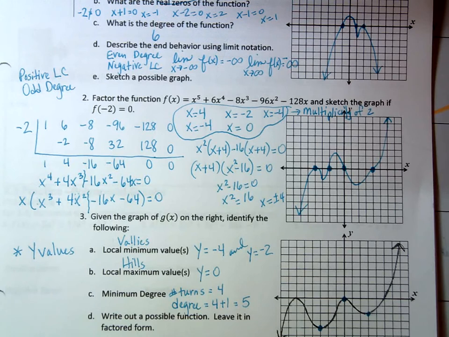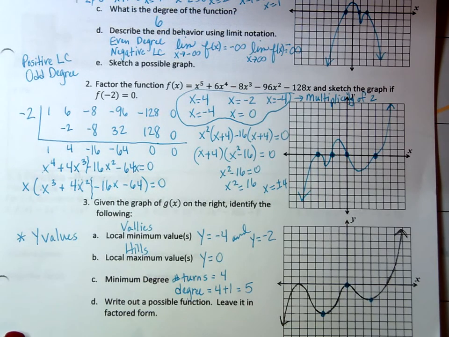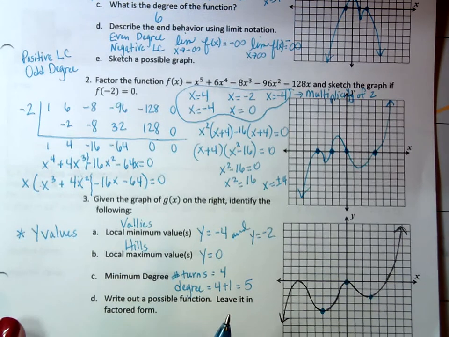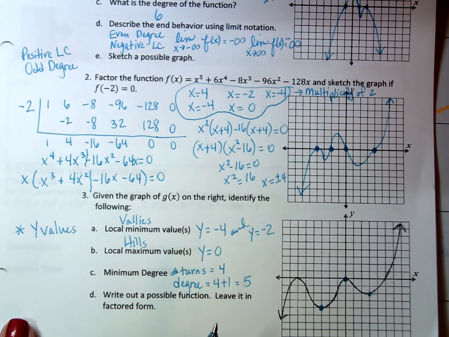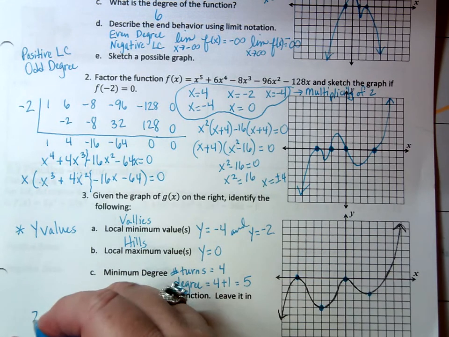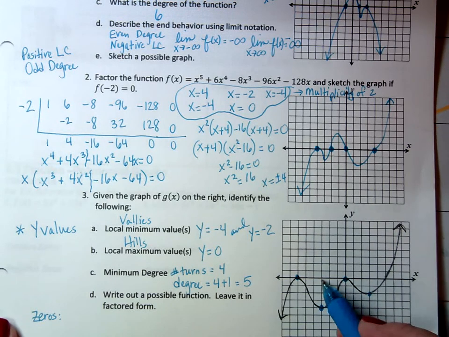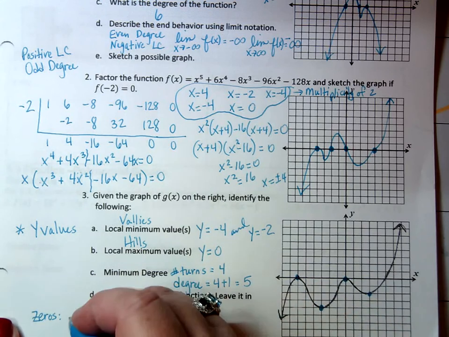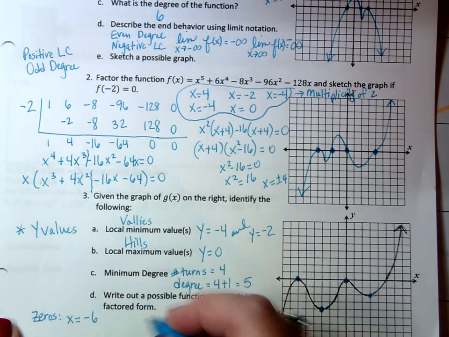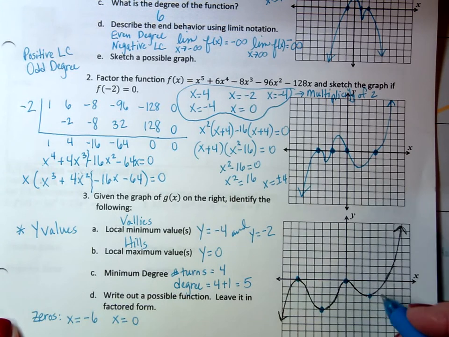And now here, this is pretty interesting. Write out the possible function, and you're like, how the heck would I know what that function is? That's a crazy looking graph, right? Well, it all depends on where the zeros are. So figure out where your zeros are, where your solutions are, where your x-intercepts are. The first one I have is 1, 2, 3, 4, 5, 6. I have one at -6. I have another one at 0. And I have another one at 1, 2, 3, 4, 5.